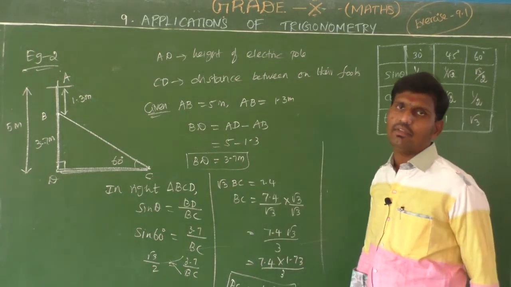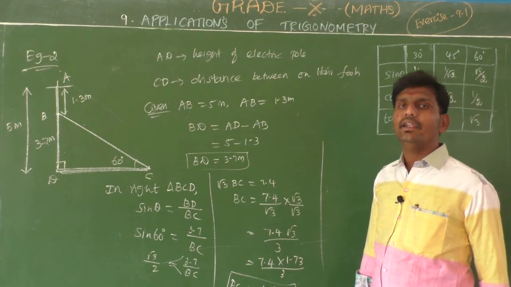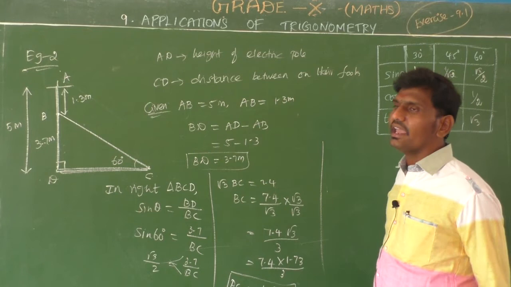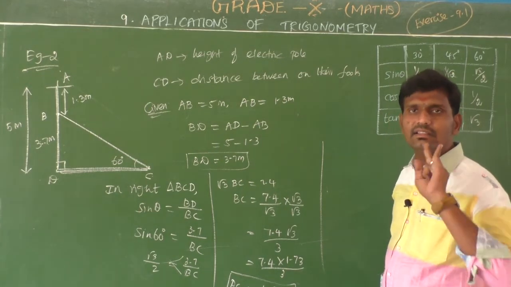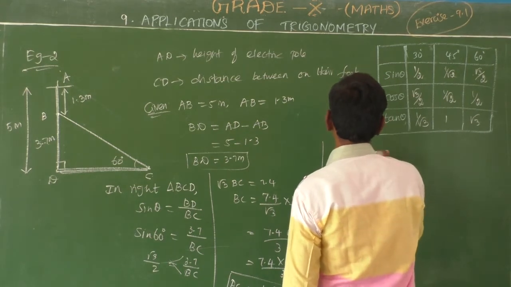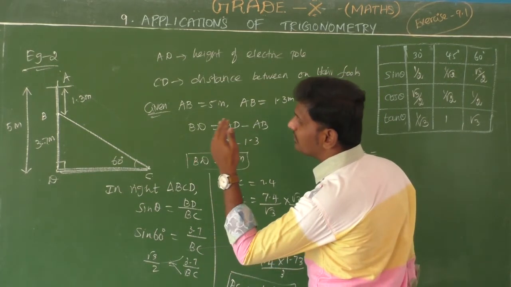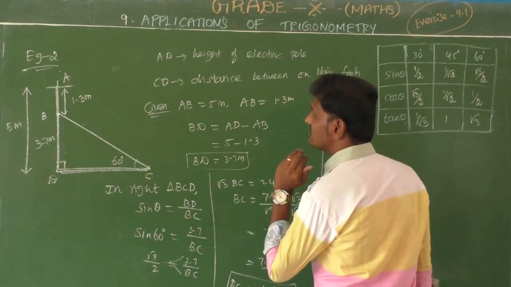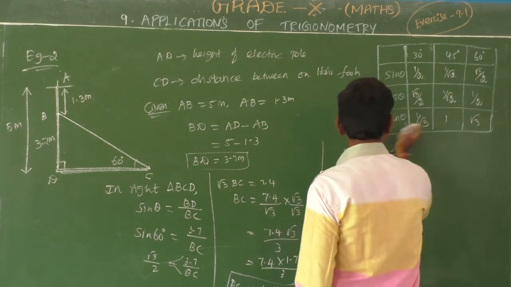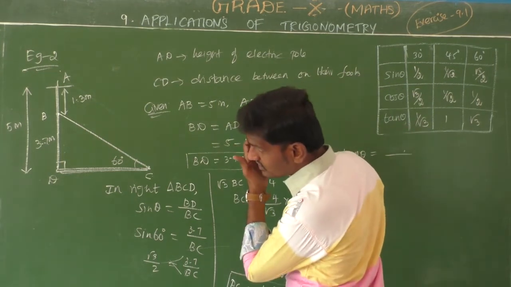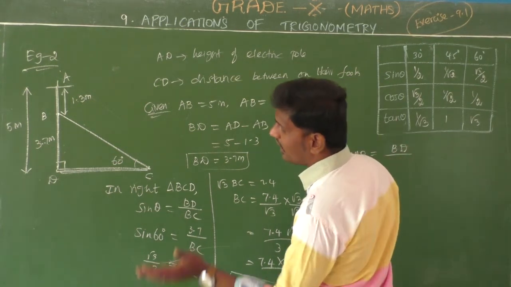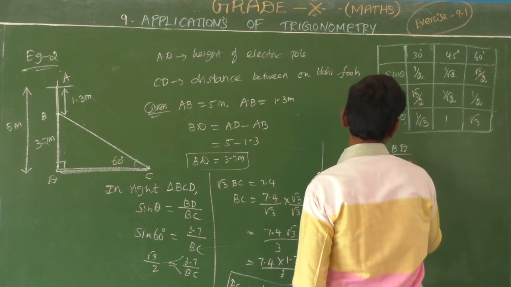Now I am going to take the distance between their foots. Their foots mean what are they? Foot of the ladder and foot of the electric pole. Okay, so for that it is very simple, take cot or tan, anything you can take. Now I am taking tan theta. In the same triangle, tan theta equals opposite side by adjacent side. So what is your opposite side? BD, 3.7, divided by adjacent side, which is CD.